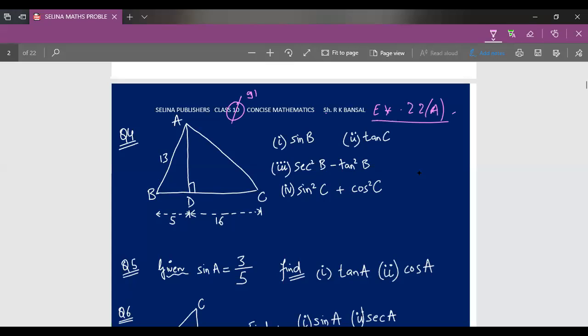Okay, 22A of Selina Publishers, class 9th, Concise Mathematics, R.K. Bansal. So our third part of the fourth question states that find secant square B minus tan square B. For this I'm going to go to the whiteboard and we are going to solve our detailed sum over there.